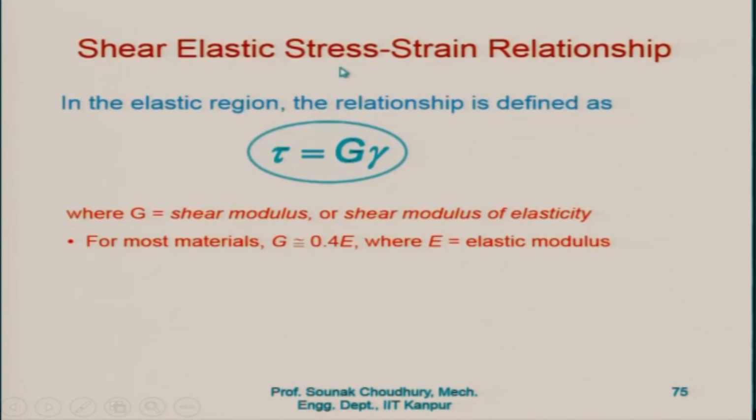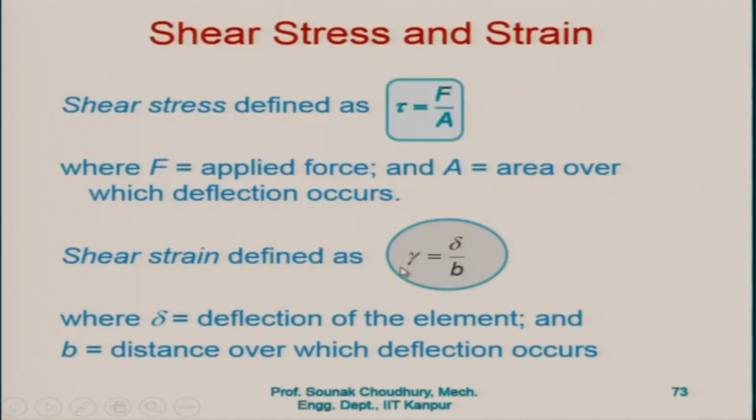The shear elastic stress strain relationship, in the elastic region, is defined as shear stress is equal to G into the strain. This is the shear modulus. So, elastic shear stress is proportional to shear strain, and this is equal to constant into the shear strain, and this constant is called the shear modulus, because it is a shear stress and it is the shear strain.